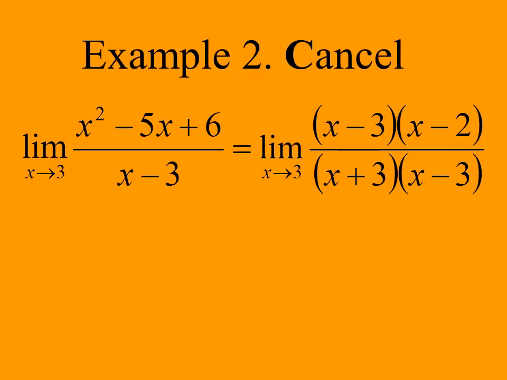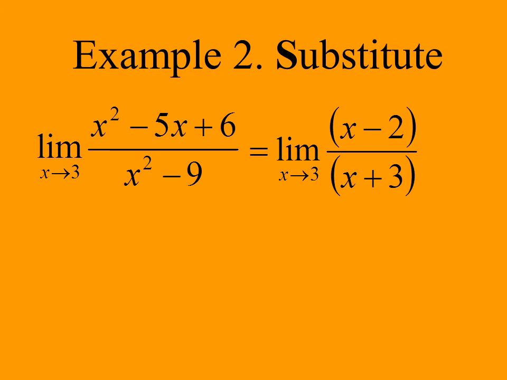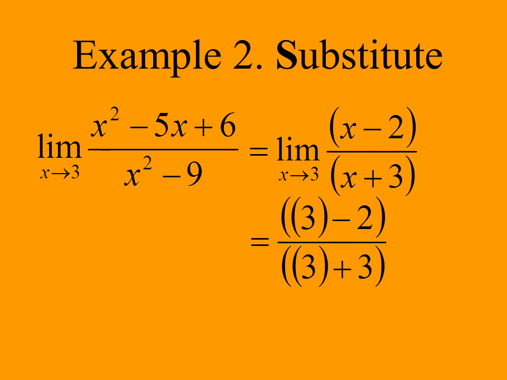We can now cancel the common factor x minus 3. We write the equal sign and limit information, and the cancellation leads to x minus 2 divided by x plus 3. Since x minus 2 divided by x plus 3 is a rational function, we can evaluate the limit by substitution. We put a box around the final answer for emphasis.